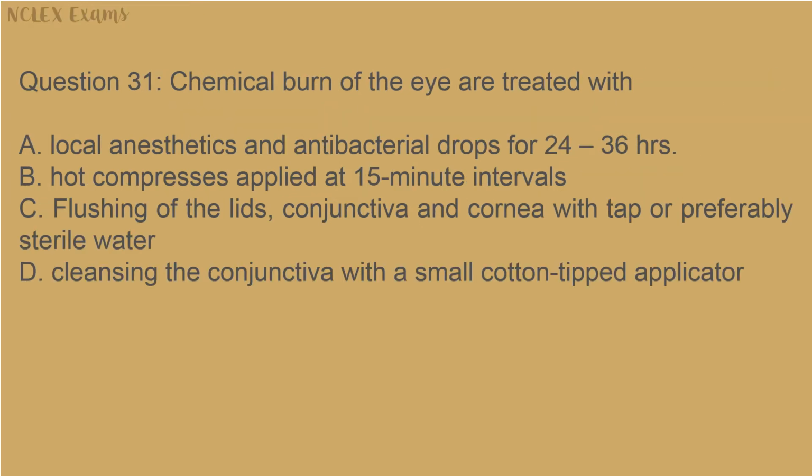Question 31. Chemical burn of the eye are treated with: A. Local anesthetics and antibacterial drops for 24 to 36 hours. B. Hot compresses applied at 15-minute intervals. C. Flushing of the lids, conjunctiva and cornea with tap or preferably sterile water. D. Cleansing the conjunctiva with a small cotton-tipped applicator.